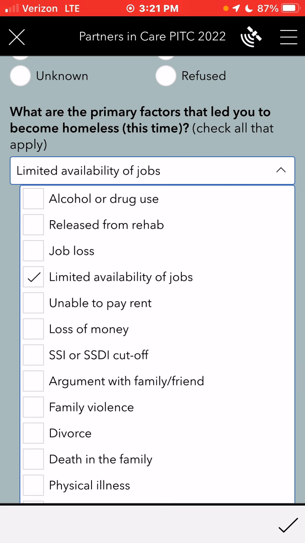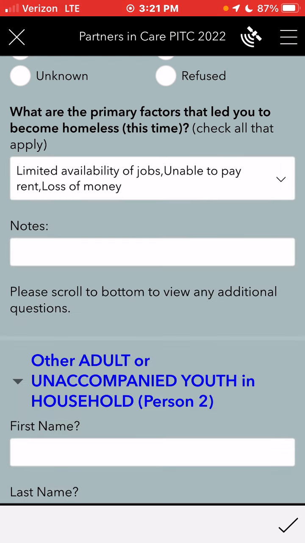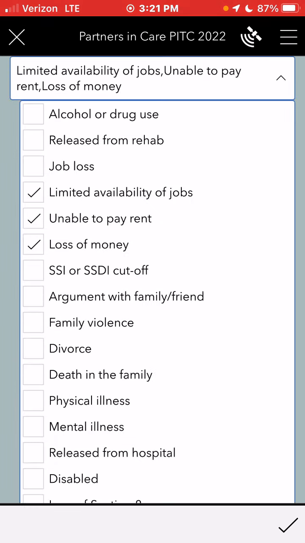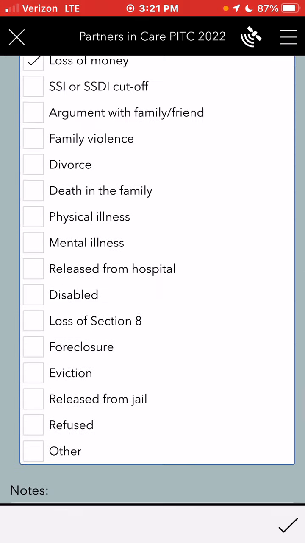You can click as many that are applicable, and then once you've clicked them, you'll want to press the box or this pop-up arrow again. If you are on this and you press the check on the bottom right corner, it will not let you submit the survey because you're not finished.